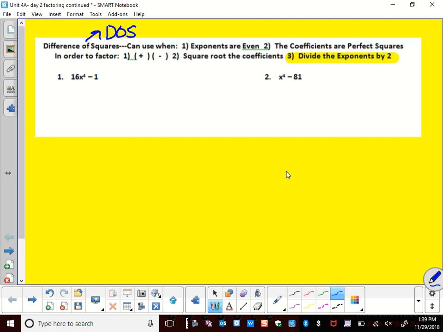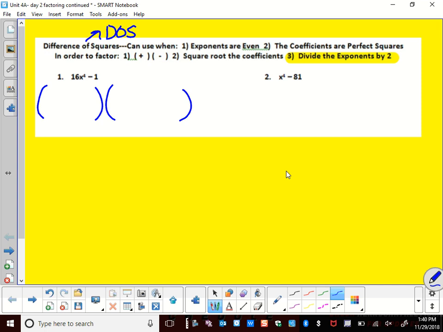16x to the 4th minus 1. I'm going to ask myself, I have 2 terms, right? That's 1, that's 2. I have a minus sign, so it's able to be DOTS. And I have 2 perfect squares. For some reason, we always forget that 1 is a perfect square. All right, but 1 times 1 is 1. It's a perfect square. So I make double parentheses.